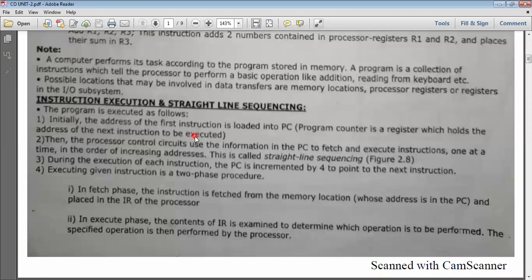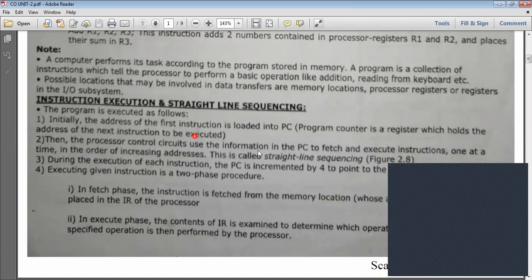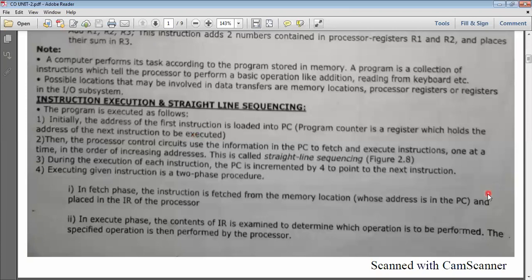Good afternoon, students. In the previous class, we discussed what an instruction is. In that, we covered register transfer notation and assembly language notation: how we take the instructions, what operation is being done in a particular instruction, and how it is represented, based on register transfer notation and assembly language notation.